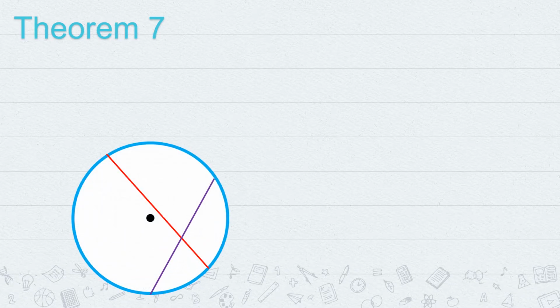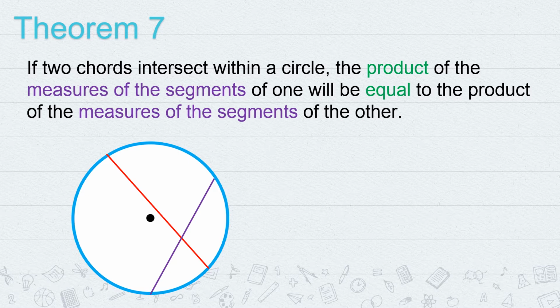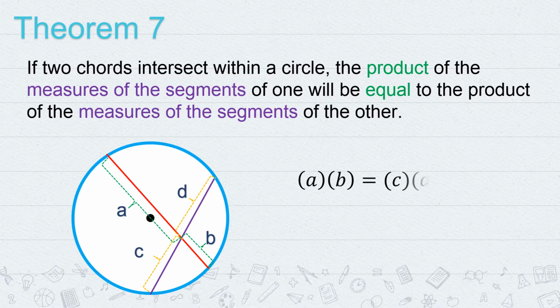First one is theorem number 7, wherein the figure is involved to this one. Theorem number 7 states that if two chords intersect within the circle, the product of the measures of the segments of one will be equal to the product of the measures of the segments of the other. So meaning, in this figure, if we are to apply theorem number 7, we may state that A times B is equal to C times D. So this will be our formula involving a problem on our theorem number 7.